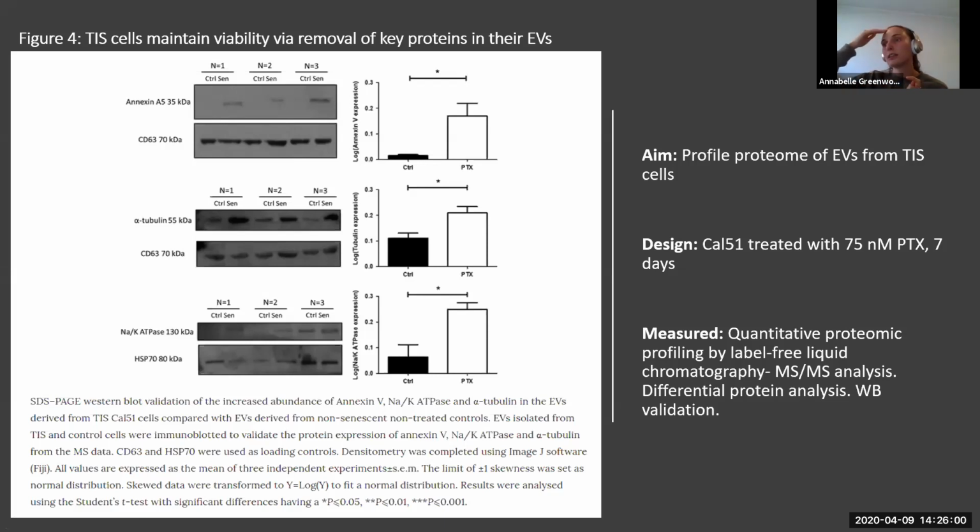I think it would have been kind of interesting to see the expression in the whole cell lysate of the proteins, particularly those three as well, because perhaps this is more of a reflection that the cells are just producing more of these proteins, perhaps. I'm not sure, but it would have just been good to reference back to the whole cell lysate.